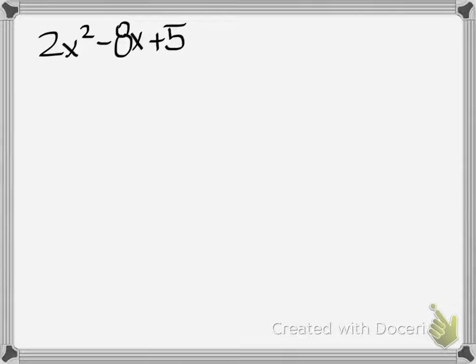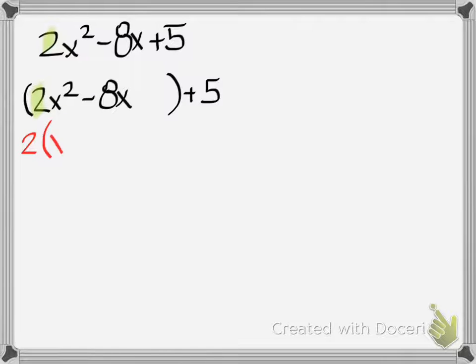The very first step is to group the ax squared term and the bx term. So notice we're going to put those two inside the parentheses and leave the plus 5, the constant or c term, outside. The next thing we're going to do is factor out the a term, which here is 2. If we factor it out, we end up with x squared, because 2x squared divided by 2 is x squared, and negative 8x divided by 2 is negative 4x. Close the parentheses, and we still have that plus 5 outside the parentheses.